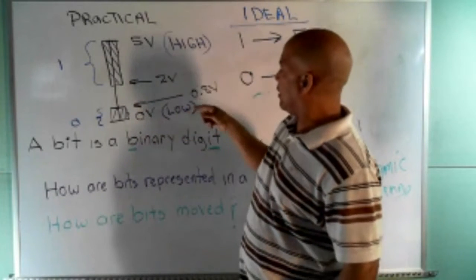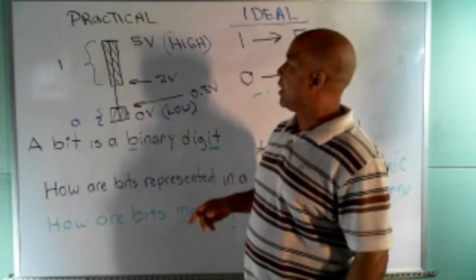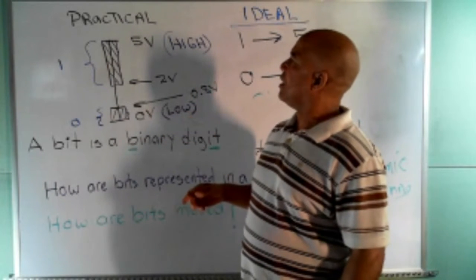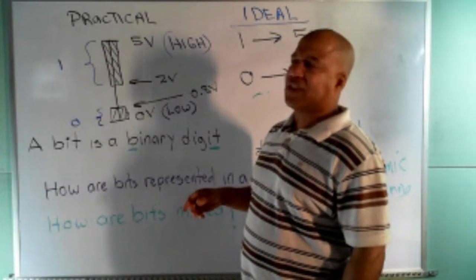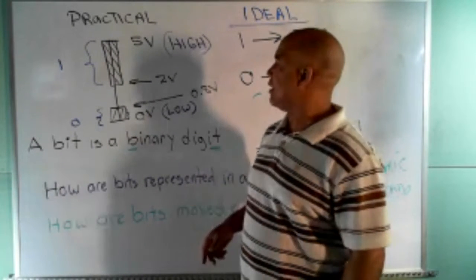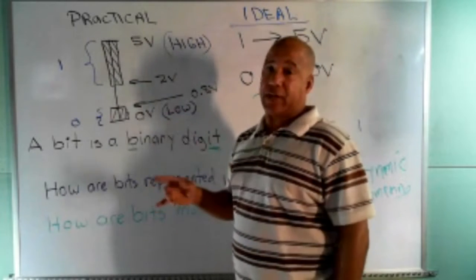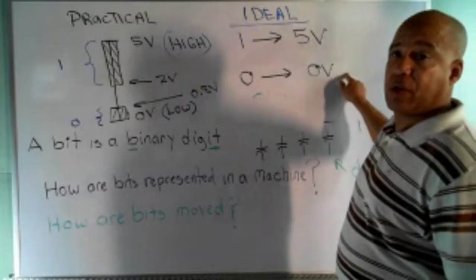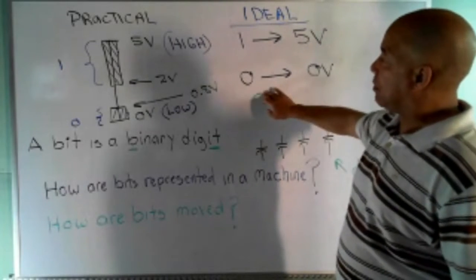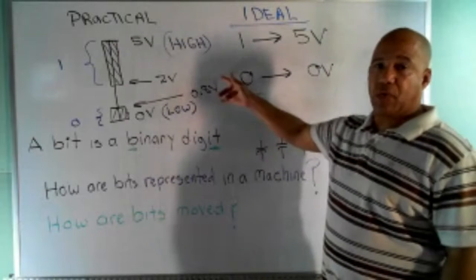And this 5 and 2 and 0.8 and 0 are just examples. This is actually a class of devices based on a family of logic called TTL. You don't have to get into that, so you don't have to take these as gospel. We're going to use the ideal values over here, 5 and 0, to represent binary 1 and 0. But I just want you to understand that in the real world, we actually deal with ranges.